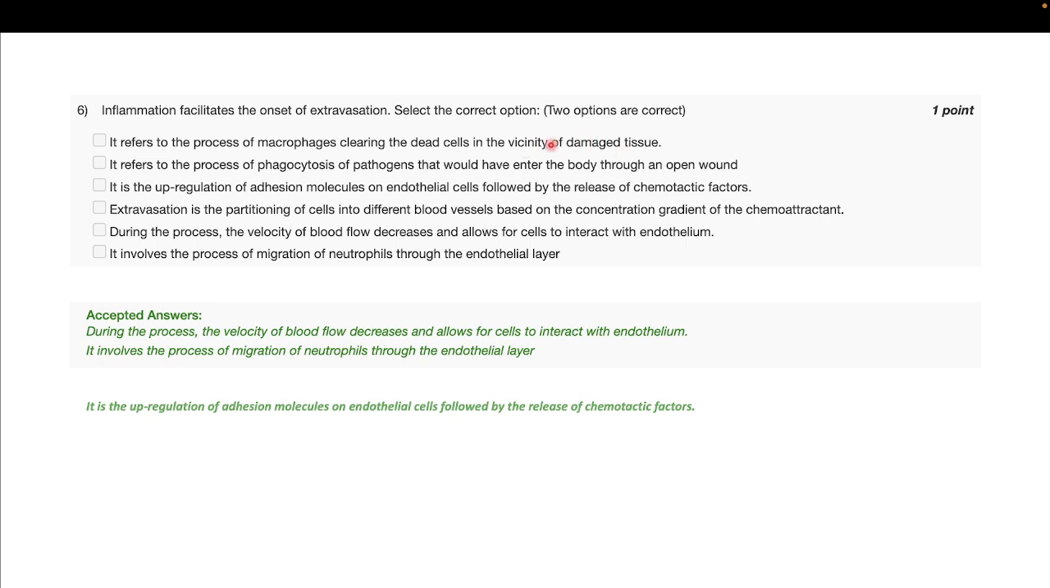That is not what extravasation is. Extravasation is just the process of the entry of your immune cells from the blood vessel to the tissue. It refers to the process of phagocytosis of pathogens that would have entered the body through an open wound. No, this is not extravasation. It is the upregulation of adhesion molecules on endothelial cells followed by the release of chemotactic factors is actually correct.